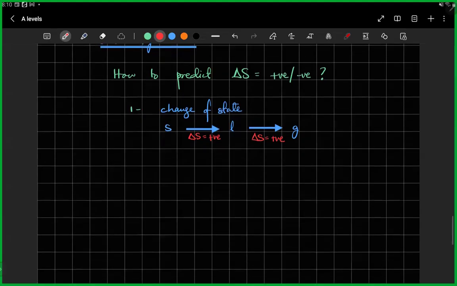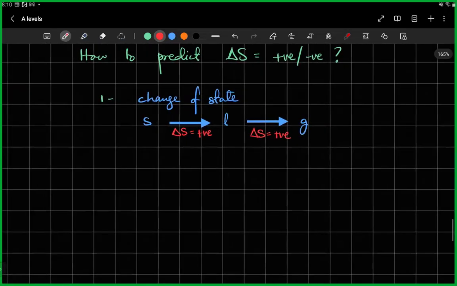So when that happens, the system is gaining disorder. Is that clear? This is obvious, right? Yes or no? Is that clear? Yes, sir. So in a solid, the particles are really neatly, tightly packed.